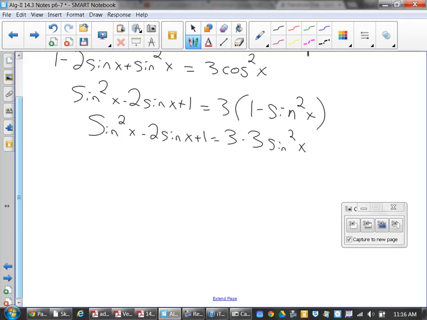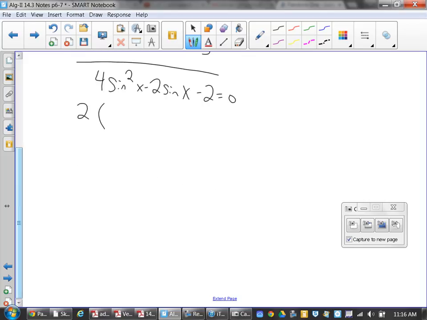And now you set one side equal to 0 by adding the 3 sine squared x and subtracting 3. Now would you take out a 2? Yeah, take out a 2. Yeah, exactly. You can get rid of the 2.